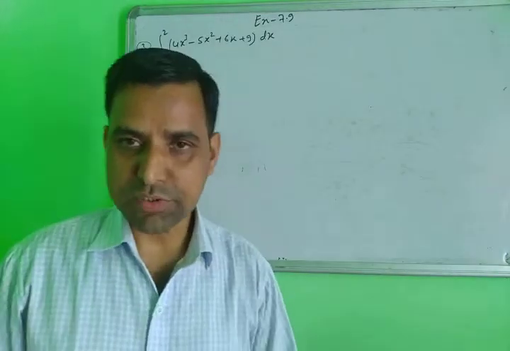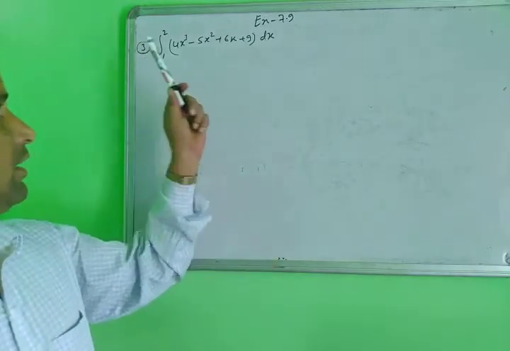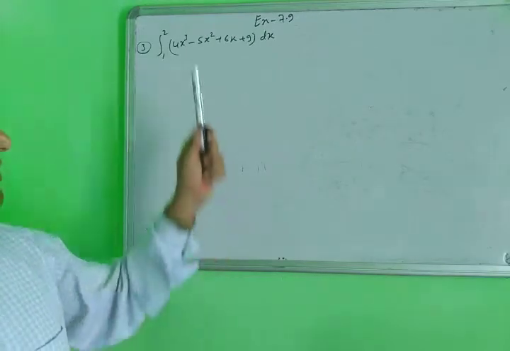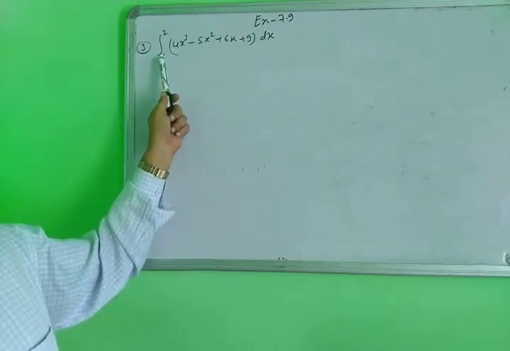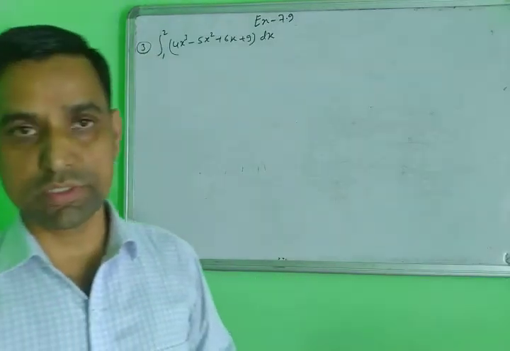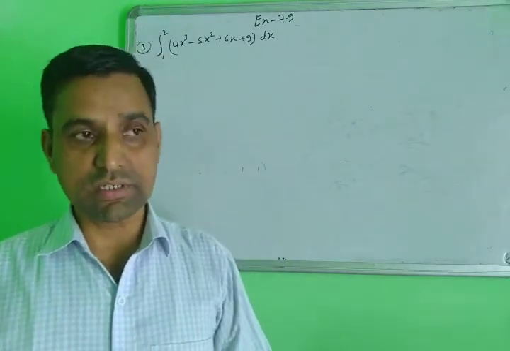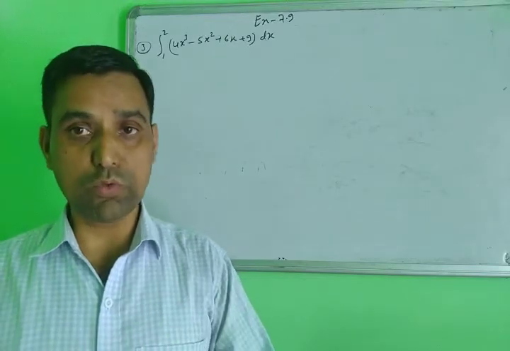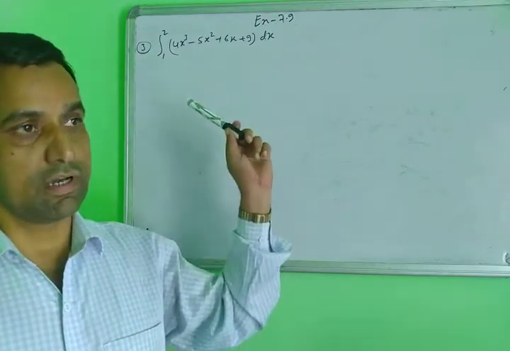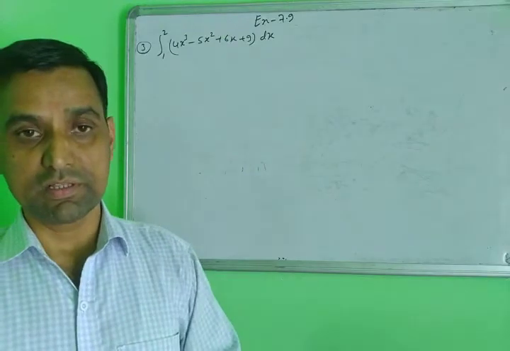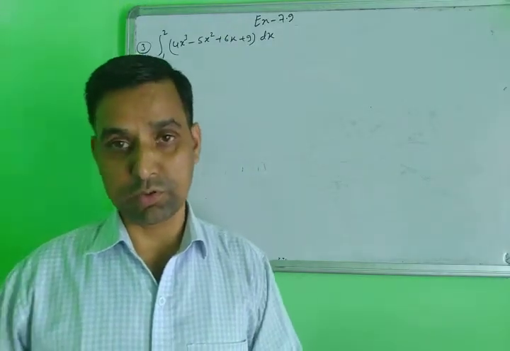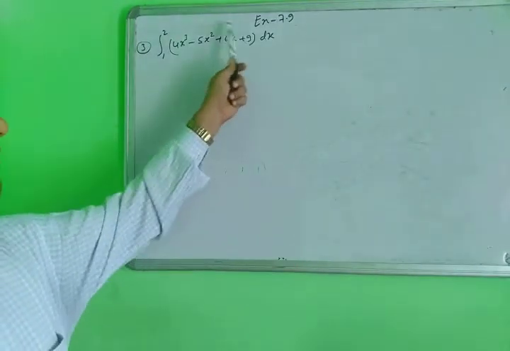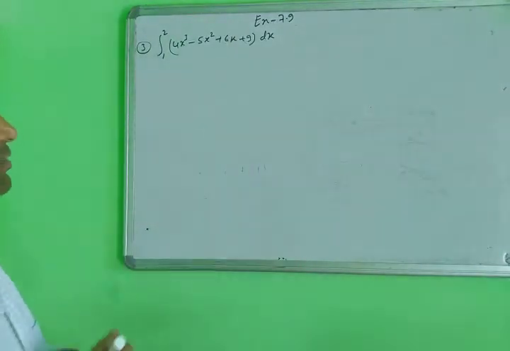Yes, student. Next I am taking question number 3: 4x cube minus 5x square plus 6x plus 9, and this is a definite integral. The limit here is plus 1 to plus 2, 1 to 2 is your limit. Integration is not difficult here. The question is very simple, but when you calculate with the lower limit and upper limit, be very careful not to make a mistake in the calculation. Integration is very simple here. Yes, now start the solution.